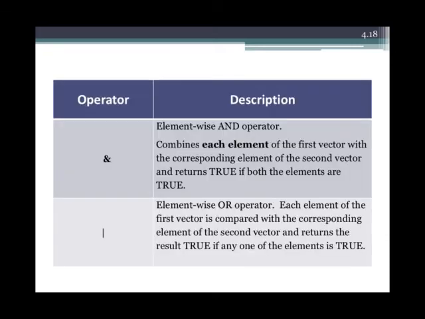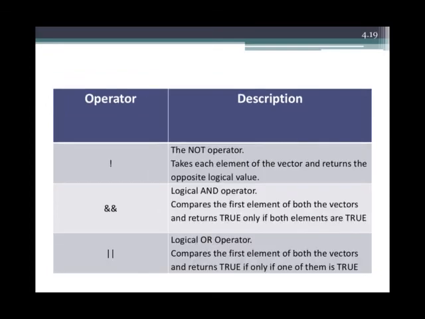So the operators here are a single ampersand, which is an element-wise comparison. If both are true, the output is true. The vertical line is the OR operator, and here if any one is true, the result is true. We have the exclamation mark, which is called the NOT operator, and this takes whatever is the value given to it and returns the other state. If the input state was true, it will return false. If the input state was false, it will return true.